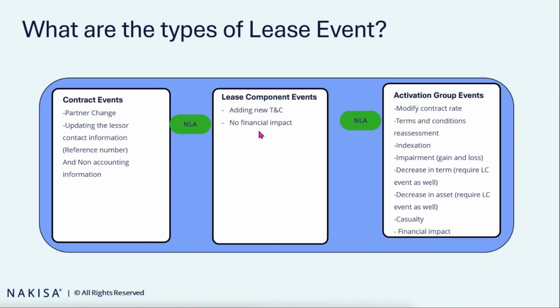For it to have a financial impact, a user will have to come to the activation group, run the event, and then you'll be able to see the financial impact. So all these different types of events will have an impact only at the activation group level.